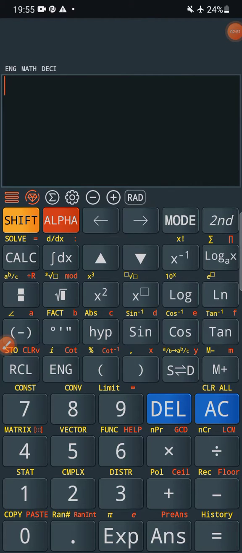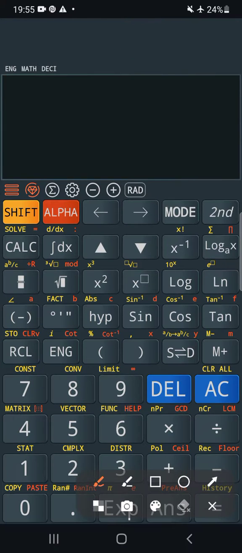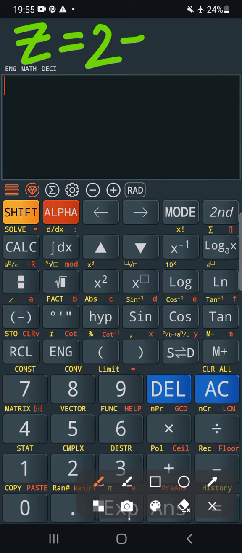Just see here, I am writing here. For example, we have an expression like this, z is equal to 2 minus j10. So this is actually the rectangle form. Now what we need to do is convert this particular rectangle form into polar form.